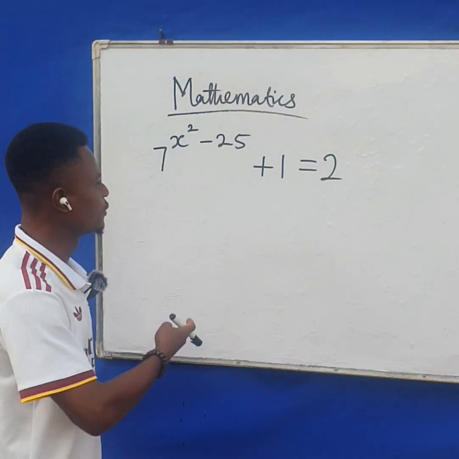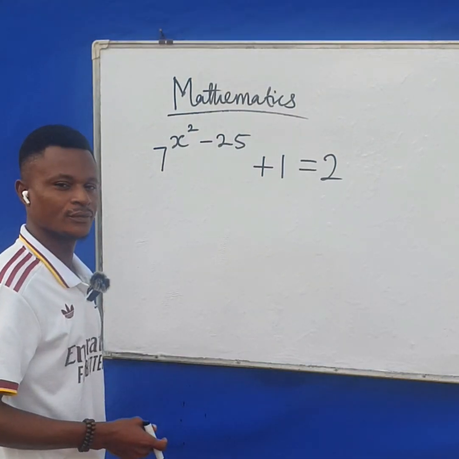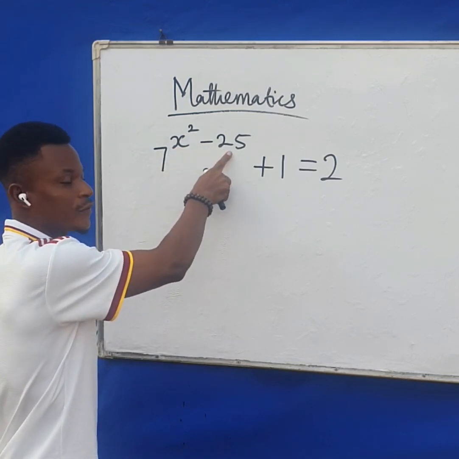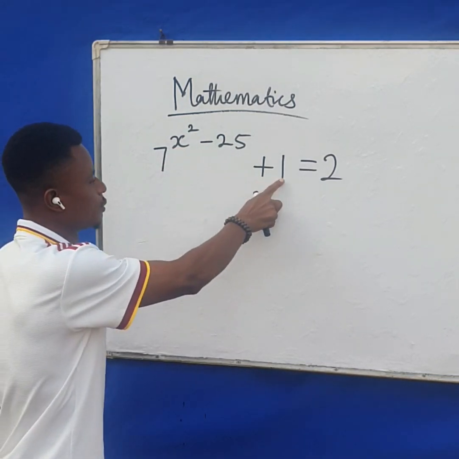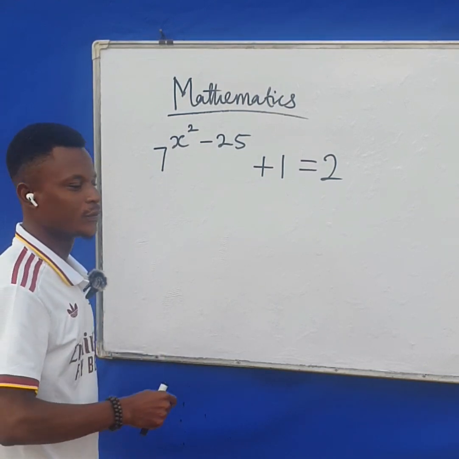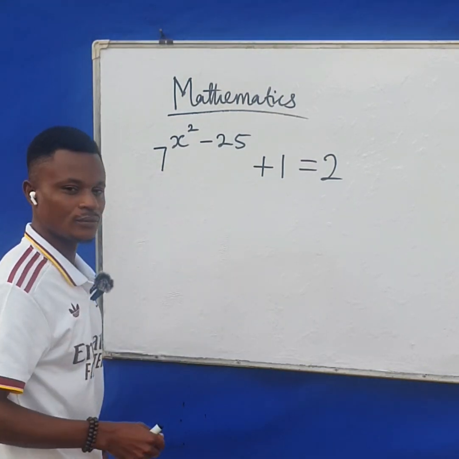Let me show you how to solve this math question on the board. We are given 7 raised to the power of x squared minus 25, plus 1, equal to 2. And we are expected to find the value of this x.